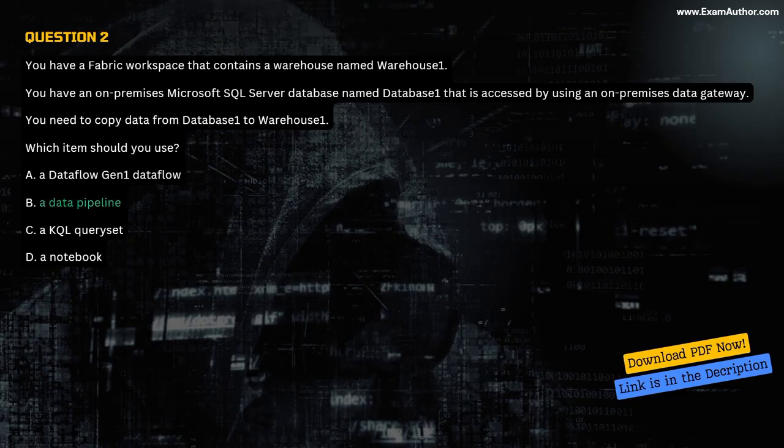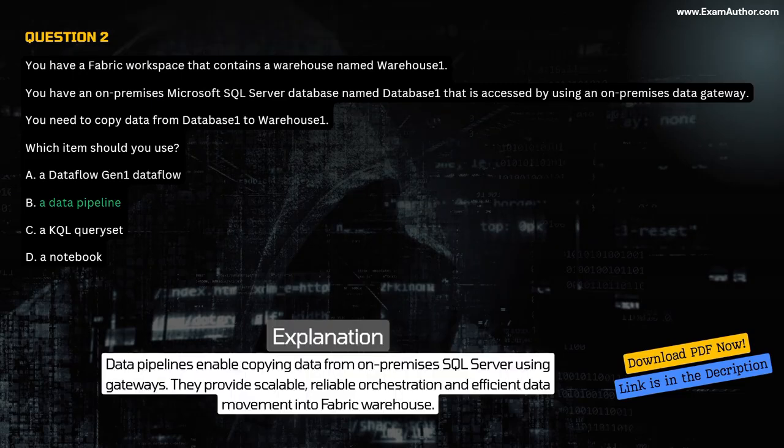A data pipeline. Explanation. Data pipelines enable copying data from on-premises SQL Server using gateways. They provide scalable, reliable orchestration and efficient data movement into Fabric Warehouse.